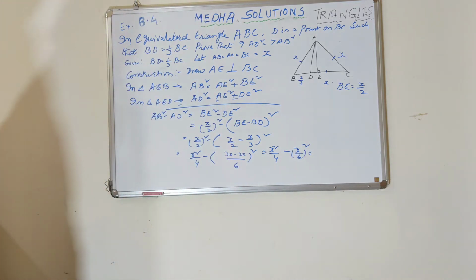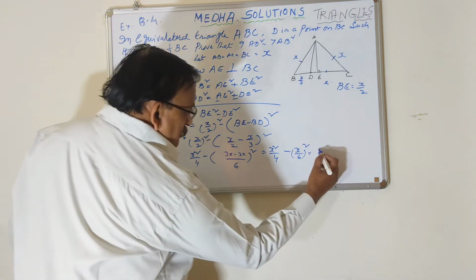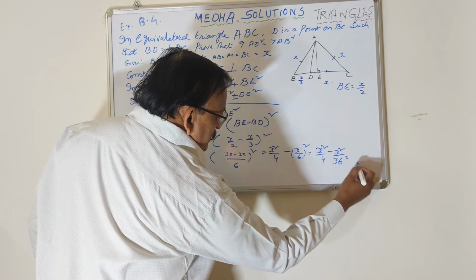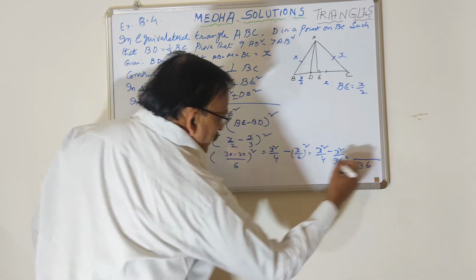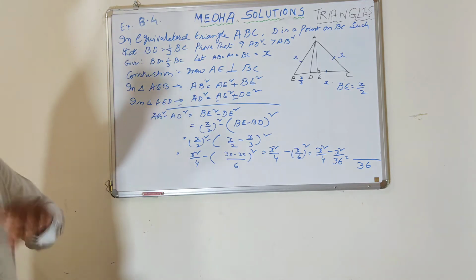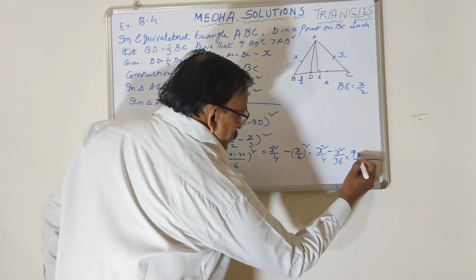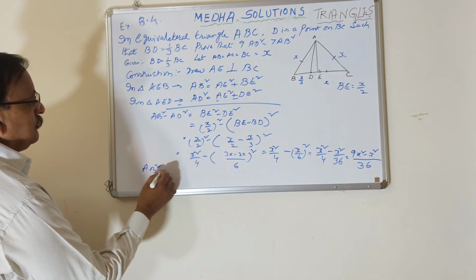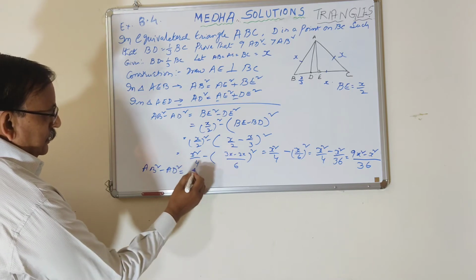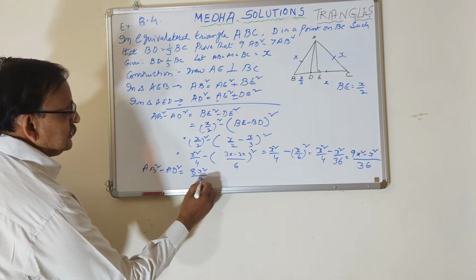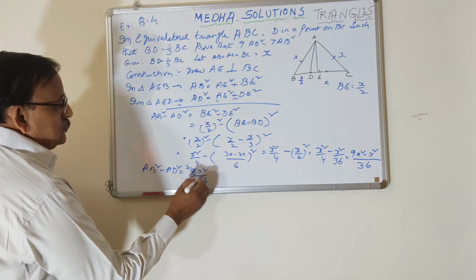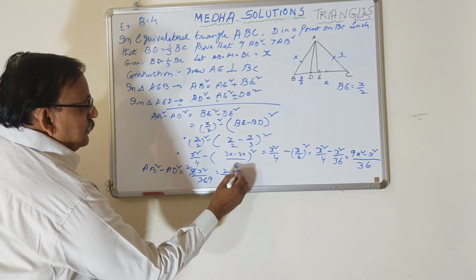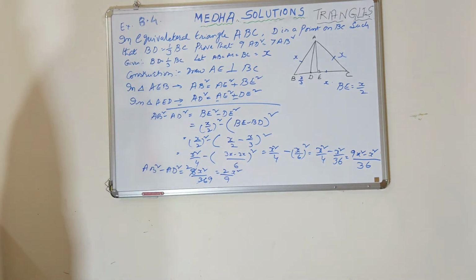See, 3x minus 2x is x by 6 whole square. Now that is equal to x square by 4 minus x square by 36. 36 is the LCM, so 9x square minus x square, that is equal to AB square minus AD square equal to 8x square by 36. Cancel: that is equal to 2 by 9 into x square. This is the AB square minus AD square value.